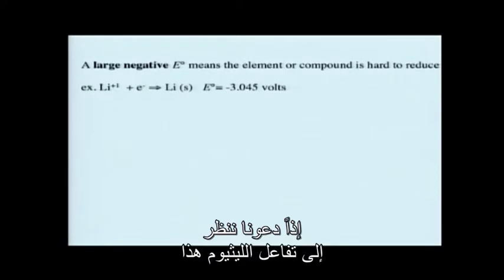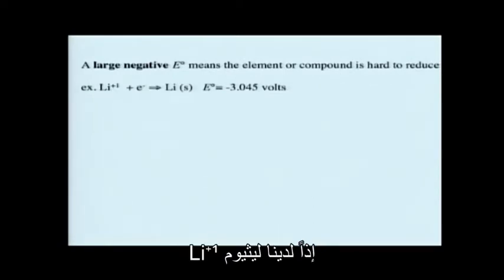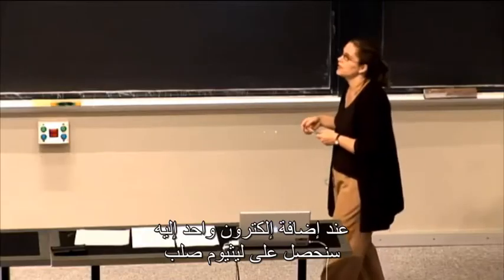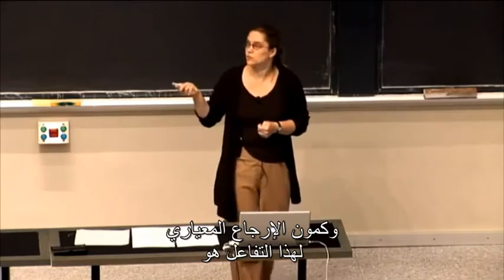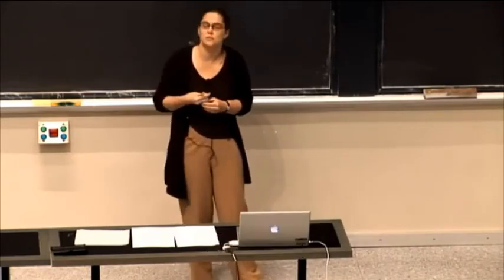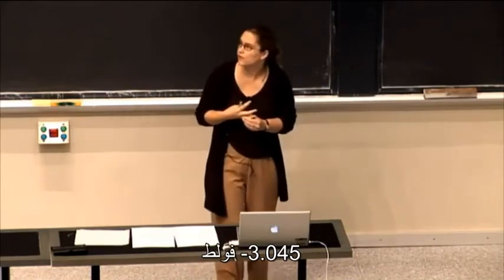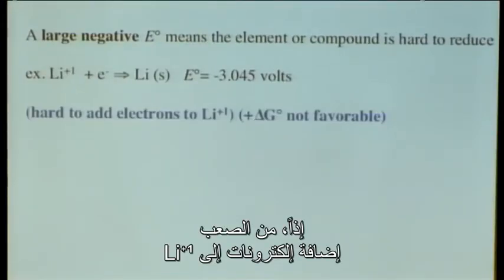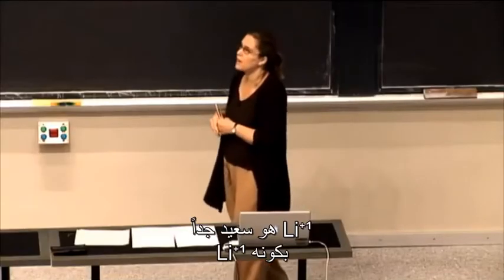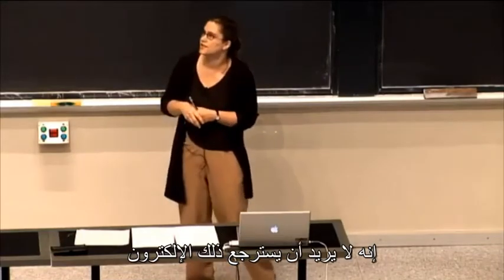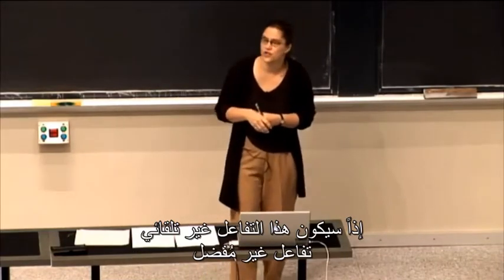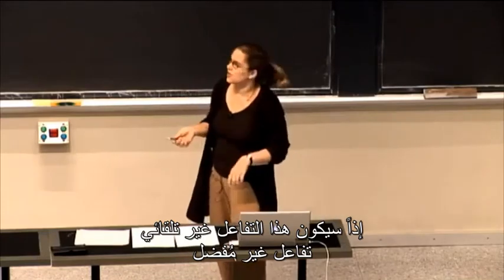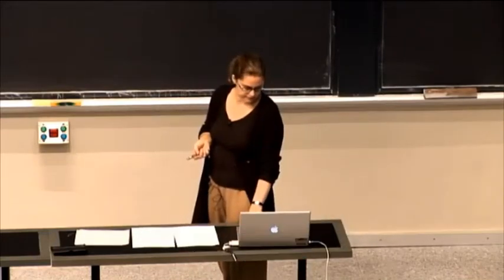So let's look at this reaction with lithium. So we have lithium plus 1. When you add 1 electron to it, you get lithium solid. And the standard reduction potential for doing that reaction is minus 3.045 volts. So that's hard to add electrons to lithium plus 1. Lithium plus 1 is very happy being lithium plus 1. It doesn't want that electron back. And so that would be a non-spontaneous, unfavorable reaction.